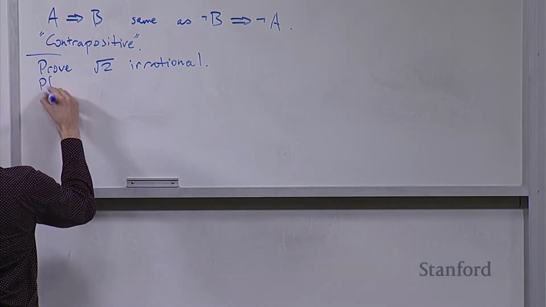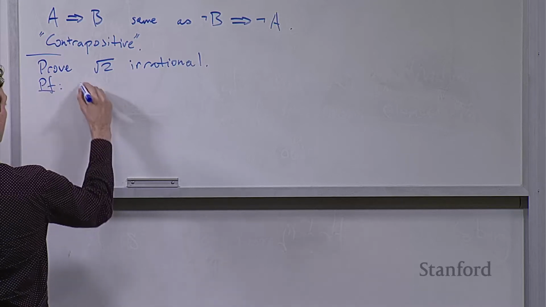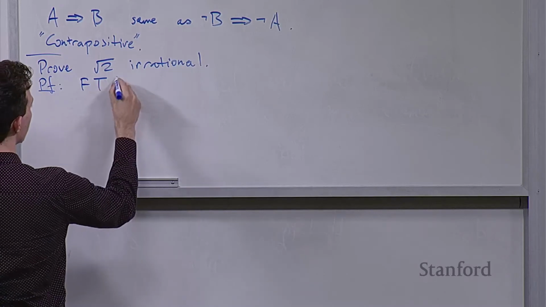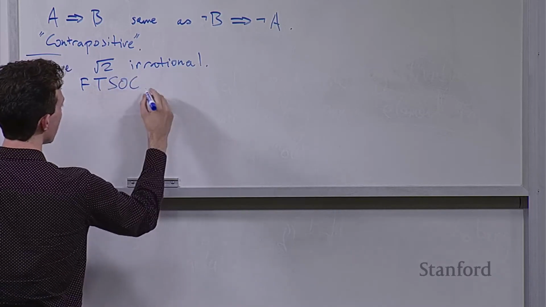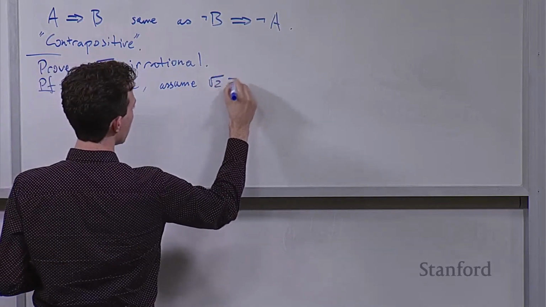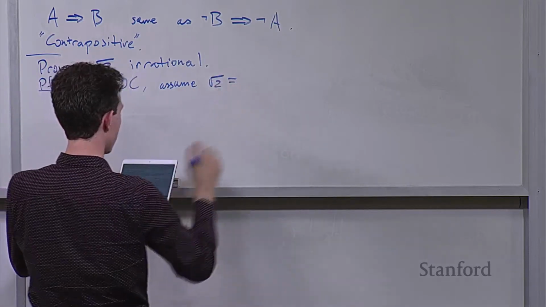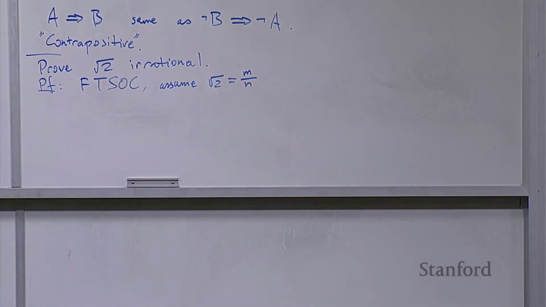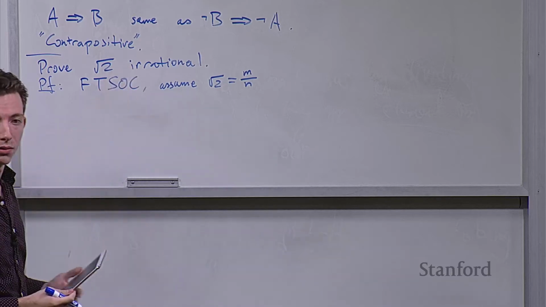So, proof. You might see this sometimes. I don't actually write it, but it's useful to see. For the sake of contradiction, assume that root 2 can be written as m over n for some whole numbers m and n. Now we're going to show that this leads to a contradiction, and so this assumption can't hold.